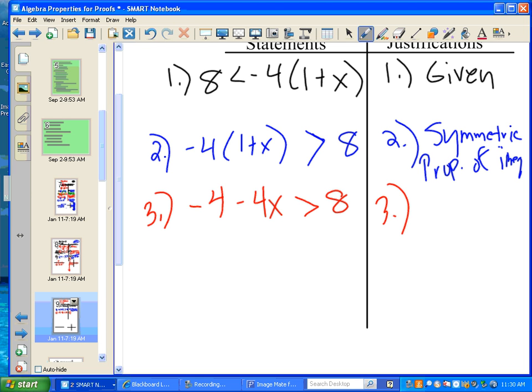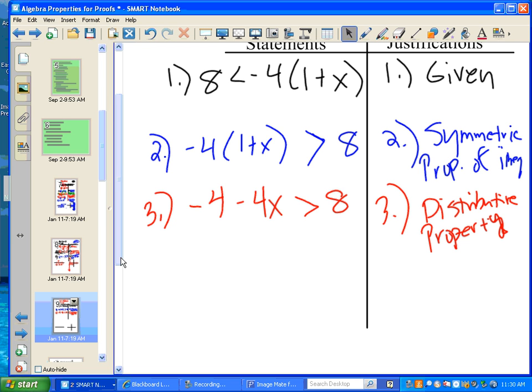Amber, what property did we use to get from step 2 to step 3? Good job. Distributive property. Amber, why is it just property and not of inequality? Okay, that's all right. Chase, do you remember? Good. We only are distributing on one side, so it's distributive property, because we're only doing it on one side of the inequality. Zach, can you see okay?